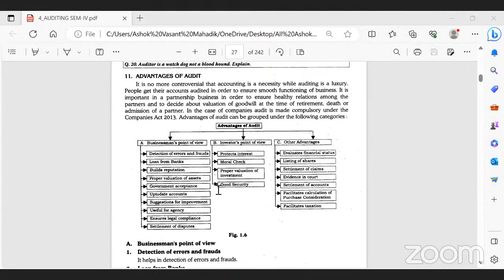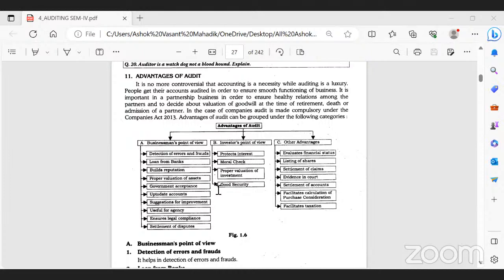This is important. Advantages of audit. The auditor gives advantages not only to the businessman, but to the investor also, and to the general public also. Now let us quickly go through all the advantages of auditing. From a businessman's point of view, the advantages are he can detect the errors and fraud early. So if his books are audited, he'll get loans from the bank. Audited books of account help to build good reputation and goodwill. Proper valuation of assets is possible. Even the government accepts audited books of accounts.